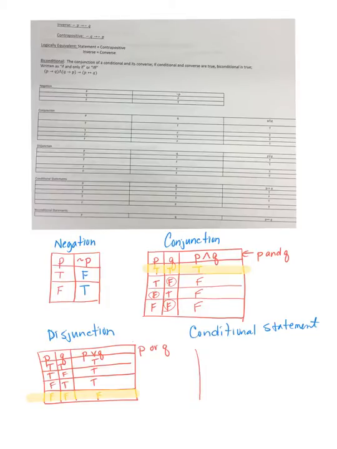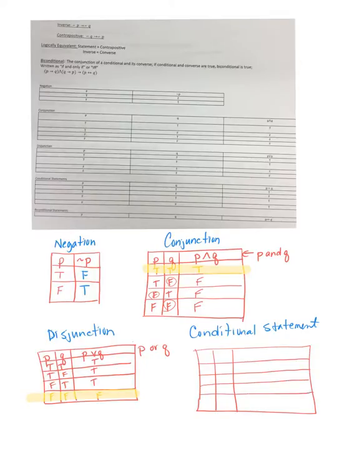So I'm going to make my grid. Always start with P and Q. Half are true, half are false. Then we alternate.